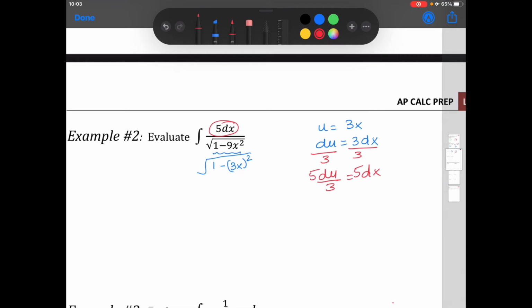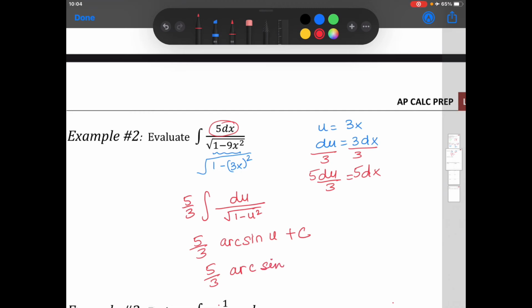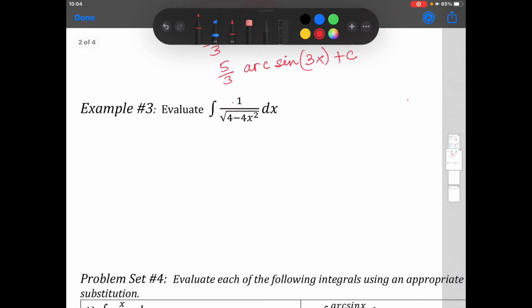So now let's do the replacements. I'm going to pull out the 5 over 3, du over square root of 1 minus u squared, right? So what is the integral of 1 over square root of 1 minus u squared? It is arcsine, so it will be 5 over 3 arcsine of u plus c. So substitute back your u, which is 3x, and that's your answer: 5 over 3 arcsine of 3x plus c.